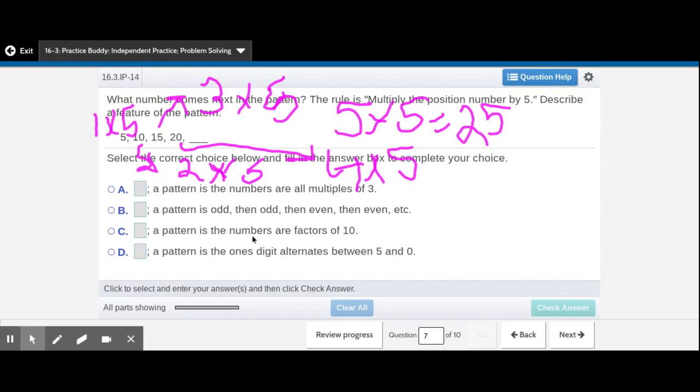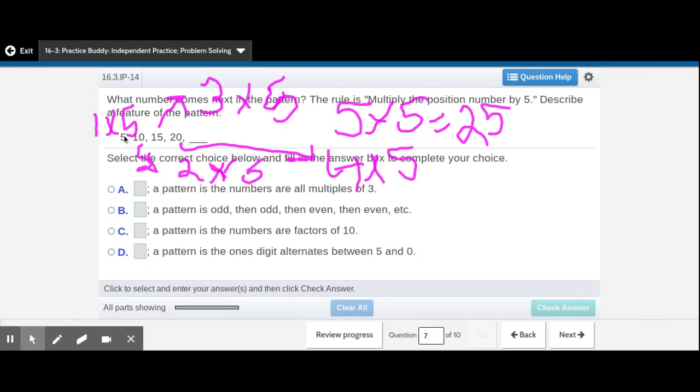C: the pattern is the numbers are factors of 10. That's not true because 15 times nothing is going to give me 10. Let's look at D. A pattern is the ones digit alternates between 5 and 0.